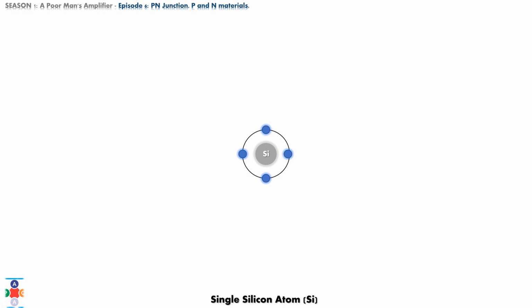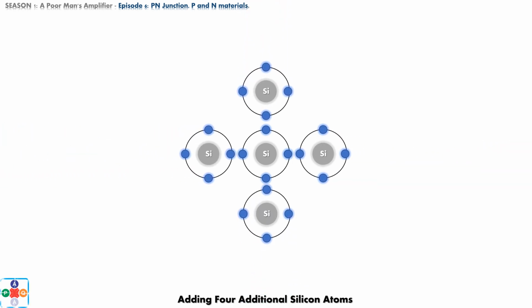Now, let's place a single silicon atom in the middle of the screen. In its most outer shell, a single silicon atom has 4 valent electrons that can form covalent bonds with other silicon atoms. Now, let's introduce 4 more silicon atoms, and put them in close proximity to the first atom, in such a way that all atoms are close enough for their valent electrons to start making covalent bonds.